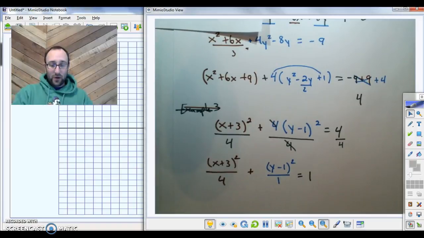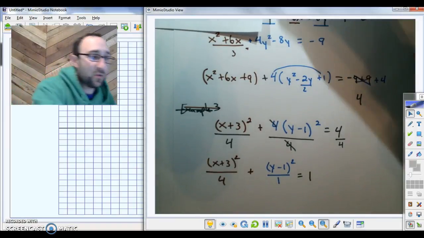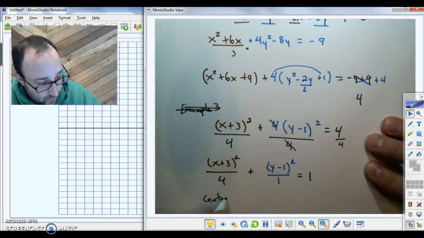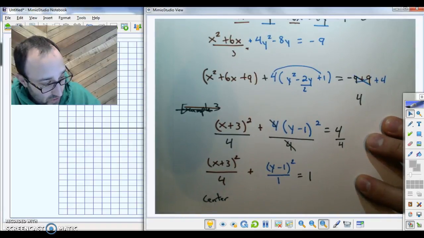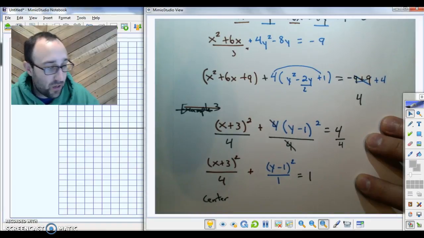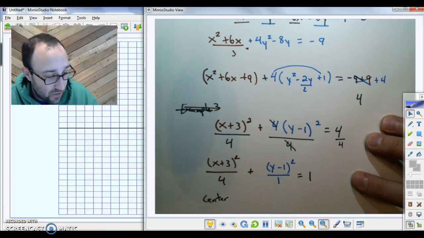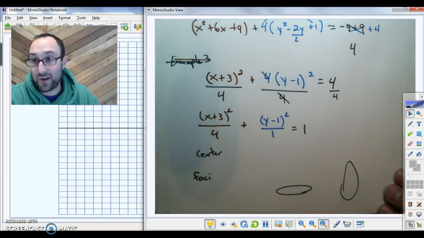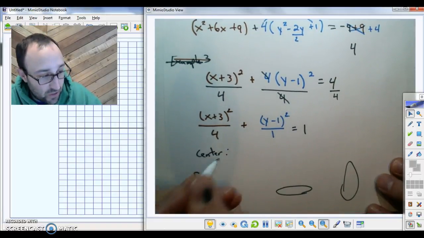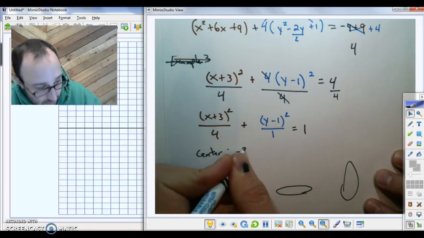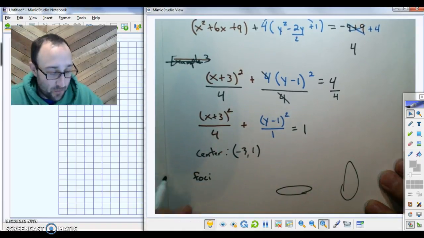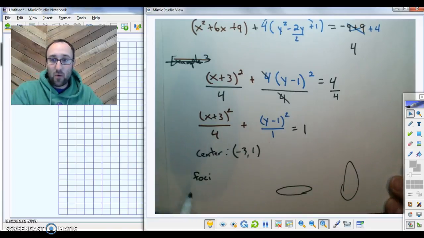Okay, so if we wanted to graph this, which I think is what I said we had to do, and we'll do that in a second. First, we want to know where is the center. We want to know where are the foci. And is it going to be a graph like this, or is it going to be a graph like this? Is it going to be a vertical, or is it going to be a horizontal? There we go. Okay, so the center we know is going to be at -3 for x and +1 for y. Okay, so next we want to know where are the foci.